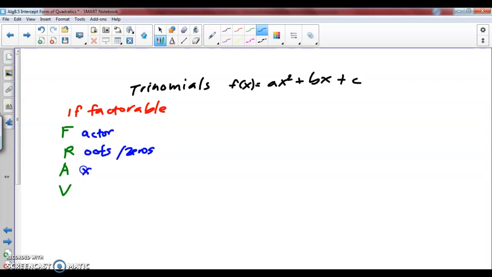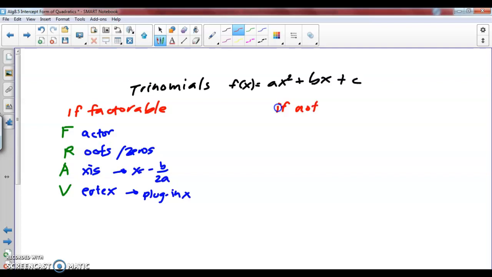And then you're going to find the axis of symmetry, which is actually halfway between the roots. And then you're going to find the vertex. There you go. So I gave you a formula for the axis of symmetry last time. It was x = -b/2a. Then once you have the value of x, to find the vertex, you have to plug in x to find y. Okay. But what if it's not factorable?